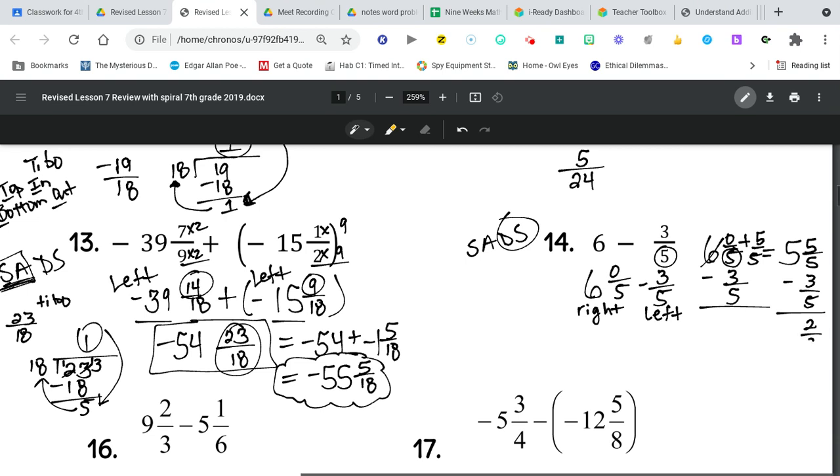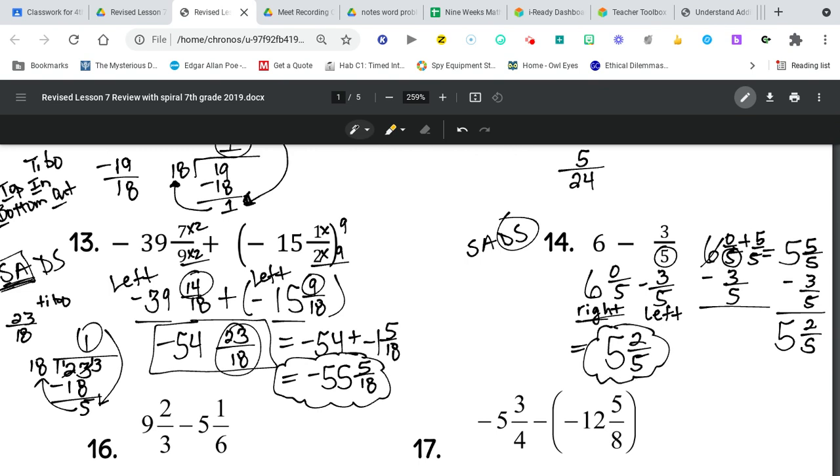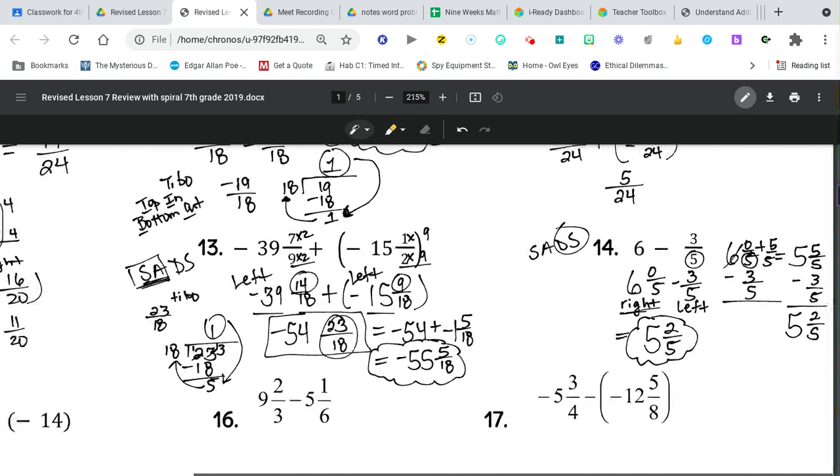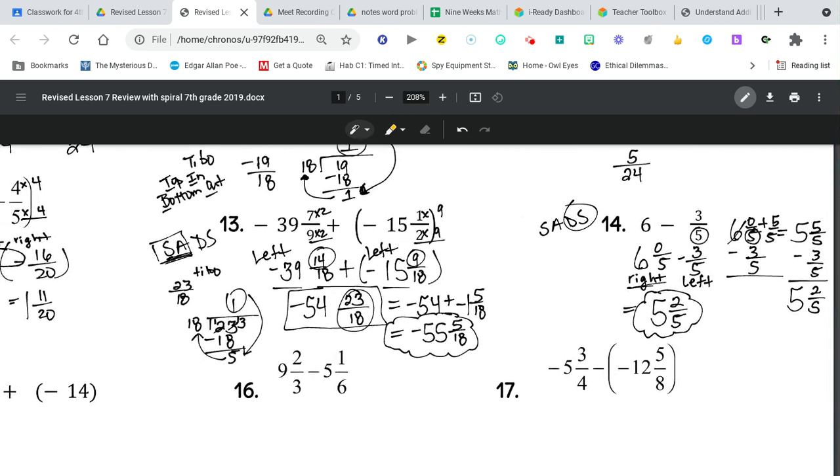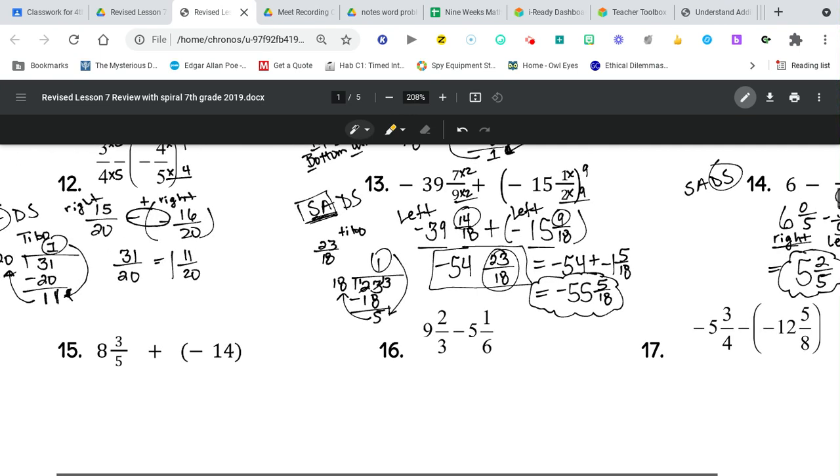So now I end up with 2/5 of the fractional piece, and then bring down your 5, and it's more to the right. So it is positive 5 and 2/5, guys. Just make sure when you're subtracting with mixed numbers that you stack them with the larger number on top, okay? Because sometimes you have to regroup with the mixed number, and sometimes you won't.